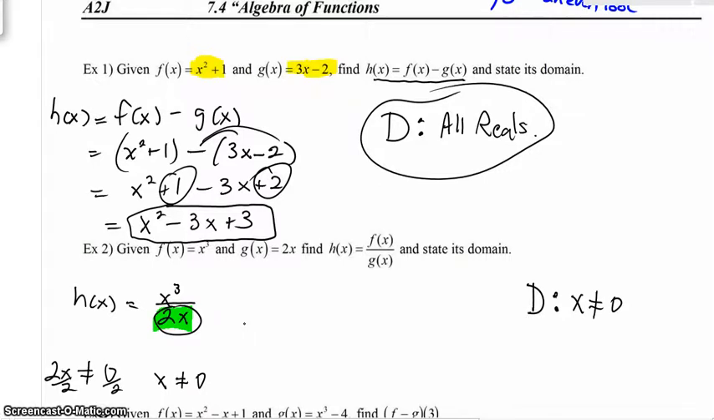Well, as always, when you have fractions, you should reduce whenever you can. X goes into x to the third. You're going to cancel one x from the top. Your final answer is x squared all over 2.